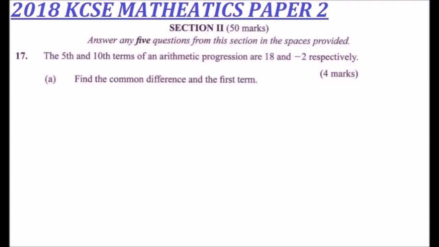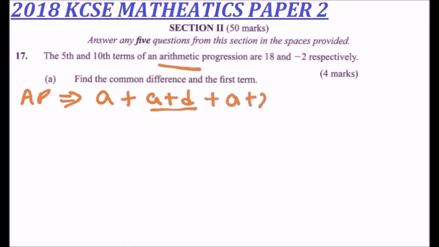We are told that the 5th term and the 10th term of an arithmetic progression are 18 and minus 2 respectively. Find the common difference and the first term. So the first thing we need to understand here is what is arithmetic progression. We popularly write it as AP, and it is written as a, then a plus d, this is one term, plus a plus 2d, this is the third term, and on and on, the nth term is a plus (n minus 1) d. So that is the arithmetic progression.